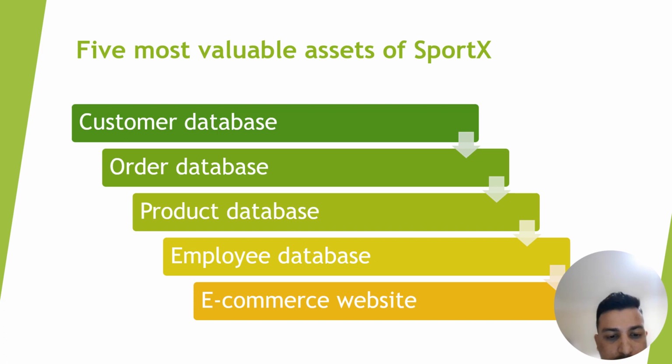And the next one is the product database. This contains detailed information about the sports products that are offered by SportX, which includes the inventory levels, pricing, specifications, and descriptions. The fourth one is the employee database, and this database contains the sensitive information of SportX employees like contact information, salary, employment history, and personal details. And the fifth one, the last one, is the e-commerce website. This is an asset because it serves the primary sales of SportX through the online channel.